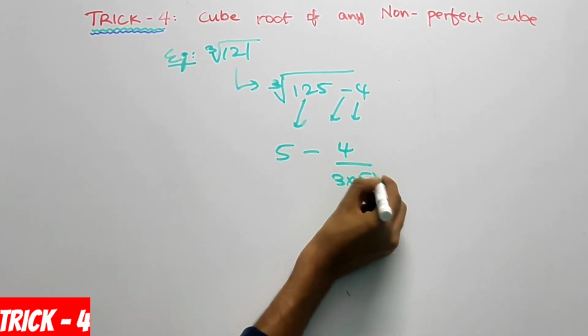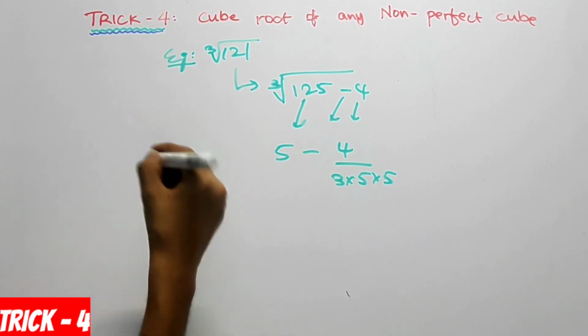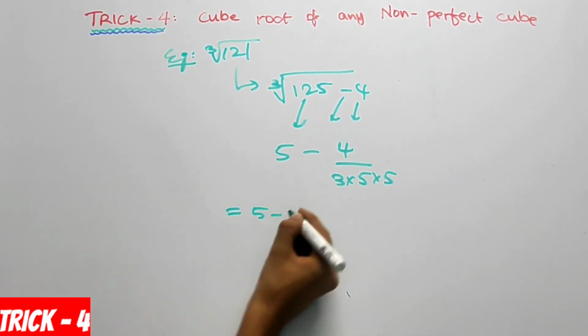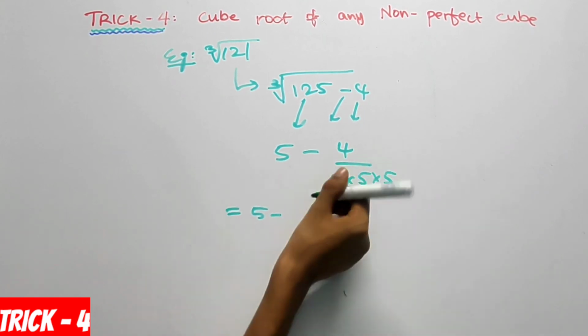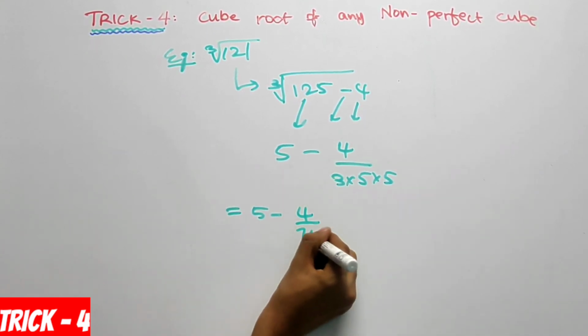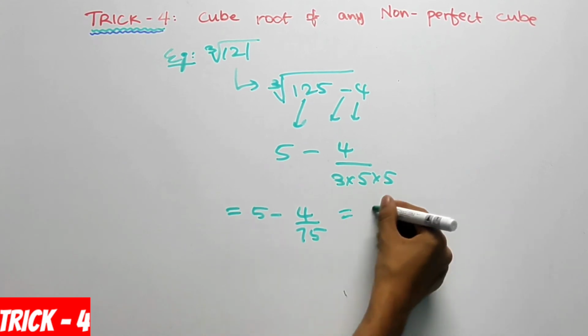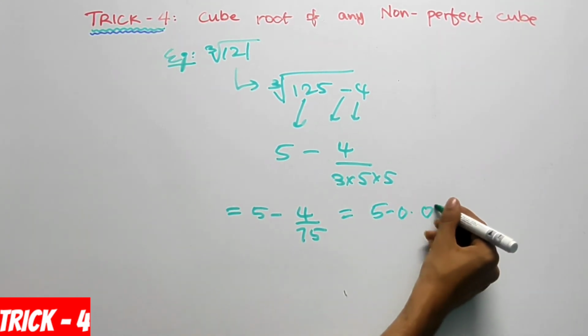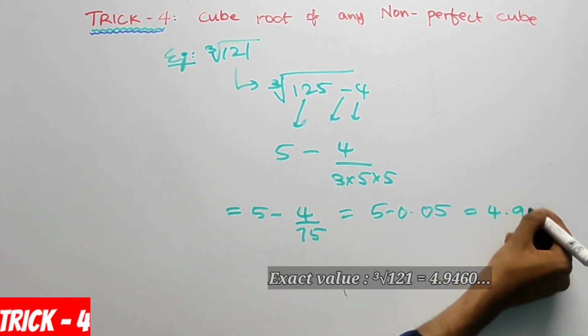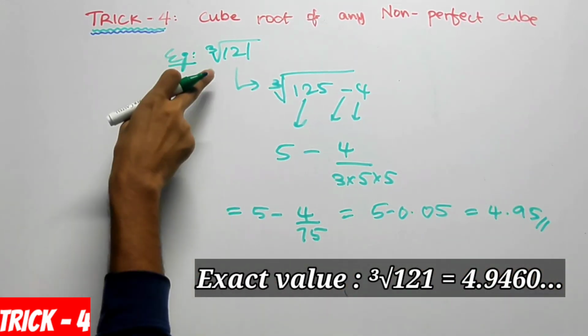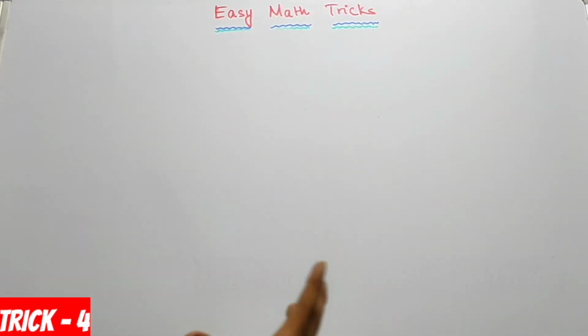Introduce a division symbol. 3 into 5 into 5 will be your new denominator. Now 5 minus 4 divided by 3 into 5 into 5: 5 5s are 25, 25 3s are 75, so the result will be 4 by 75. Now 5 minus 4 by 75 gives us approximately 5 minus 0.05, which is 4.95. So we have successfully found the cube root of the number 121.